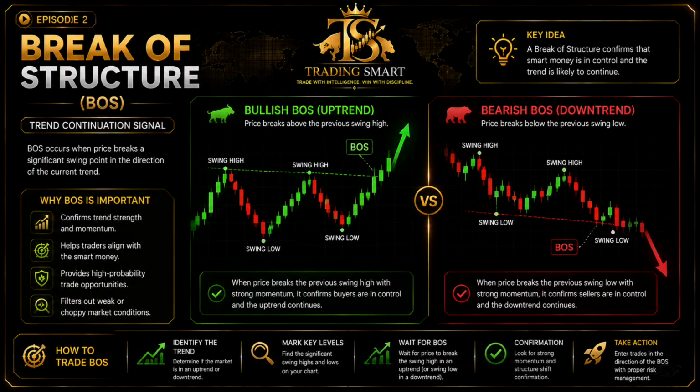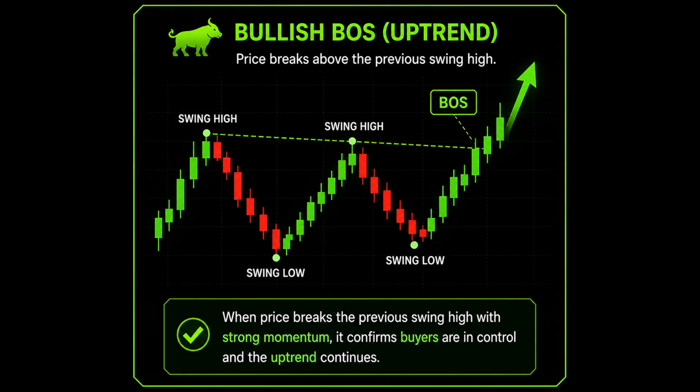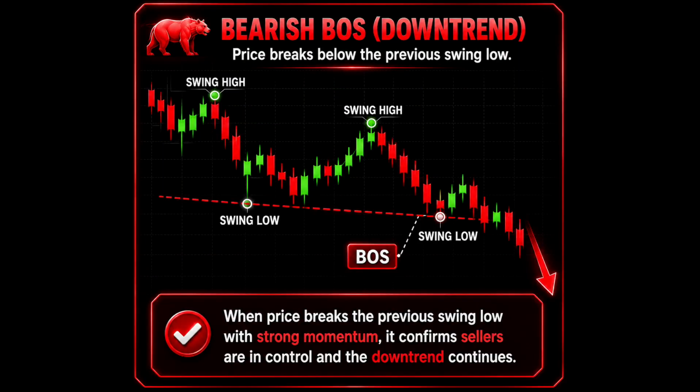In an uptrend, buyers create a series of higher highs and higher lows. When price breaks above a previous swing high, we have a bullish break of structure. This confirms that buyers remain strong and that the trend is likely to continue higher. On the other hand, in a downtrend, sellers create lower highs and lower lows. When price breaks below a previous swing low, we have a bearish break of structure. This confirms that sellers remain in control and that the downtrend is likely to continue.